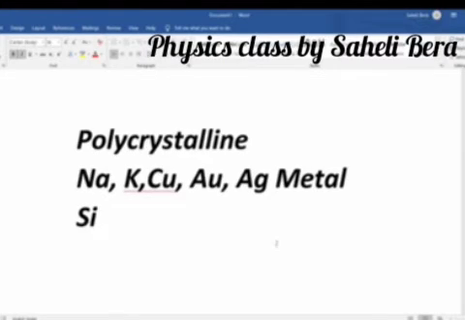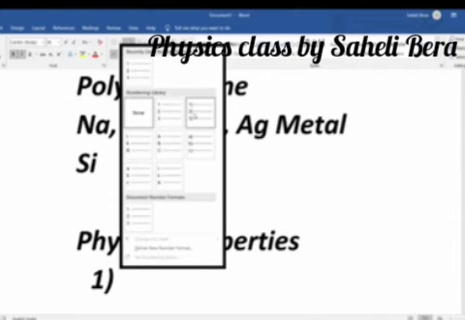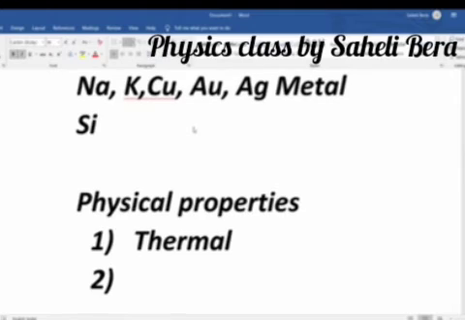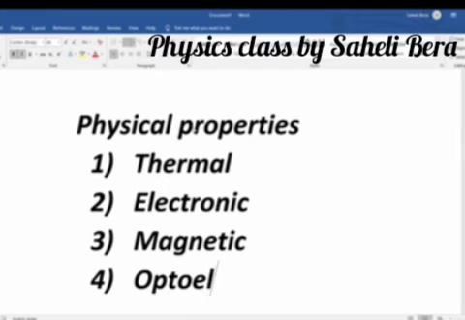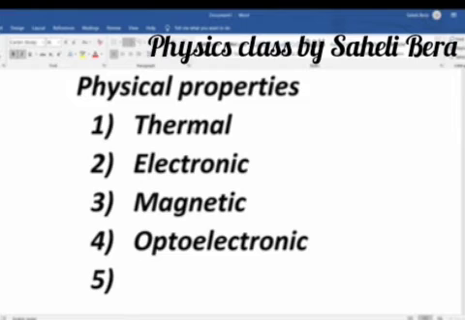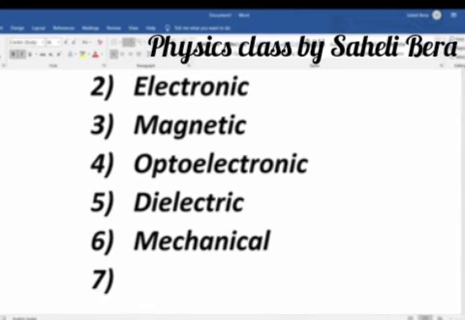So what are the properties of these solid materials? There are some physical properties. Number one is thermal. Next, electronic properties. Next are some magnetic properties, some optoelectronic properties, some dielectric properties, some mechanical properties also, and so on. There are so many properties.